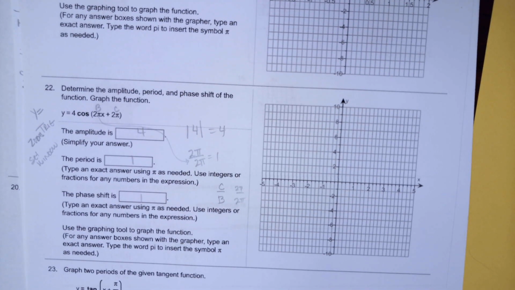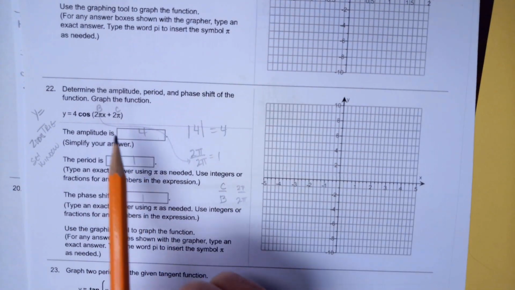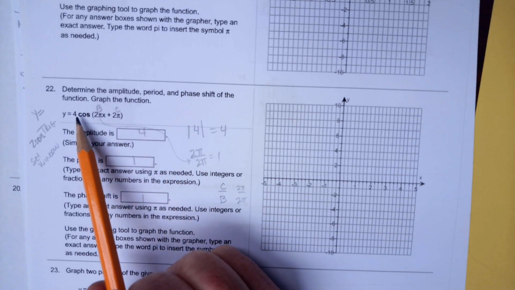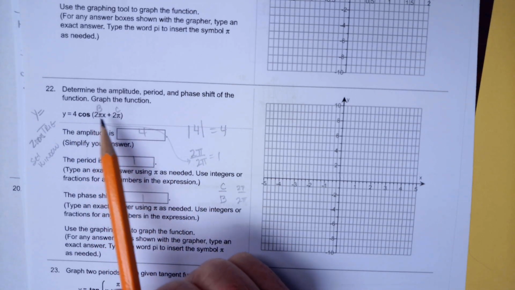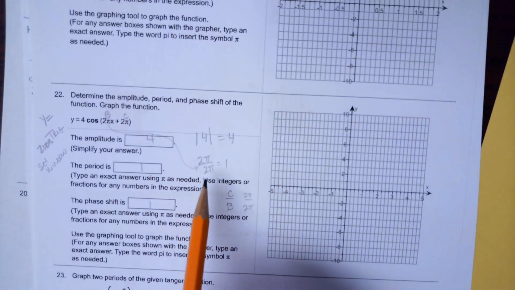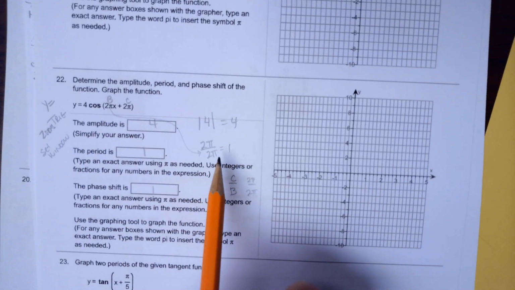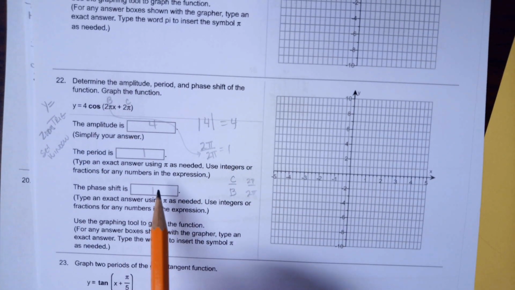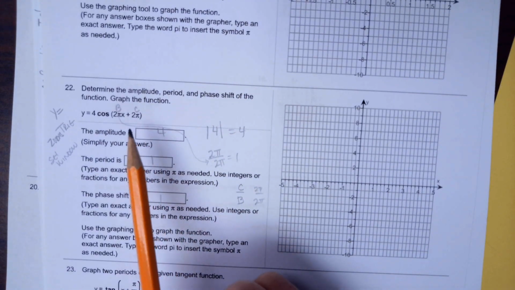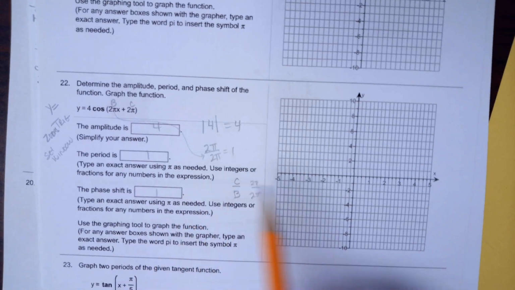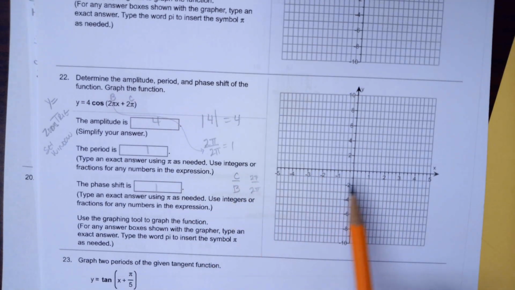22, determine the amplitude, the period, and the phase shift. The amplitude is the absolute value of A, which here is 4. The period is 2 pi over B, and B is 2 pi, so it's 2 pi over 2 pi, which is 1. The phase shift is C over B, so that would be 2 pi over 2 pi, which is 1. And you can also go to y equals and set this up and graph that one.